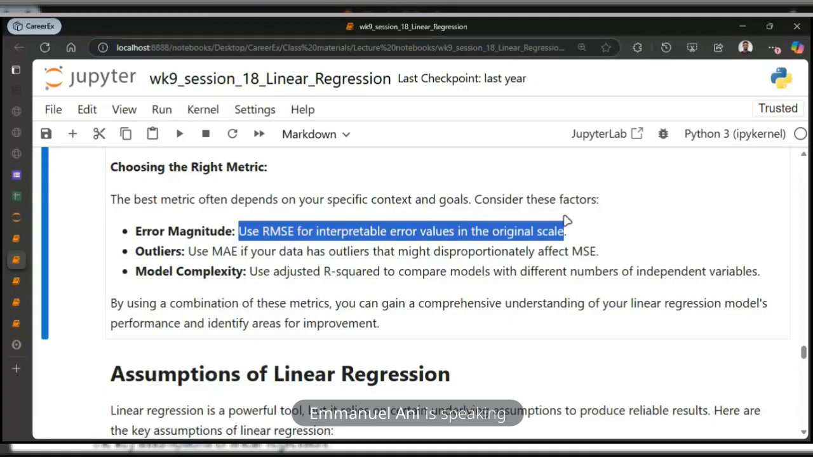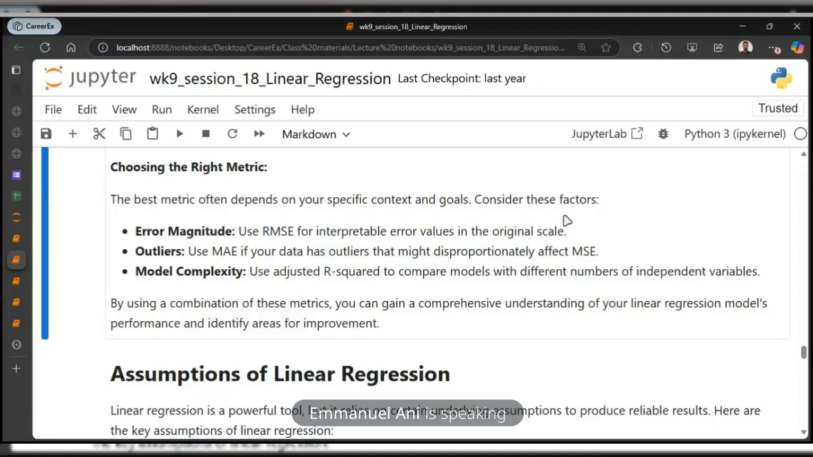If you want your error to make more sense to you, you should use RMSE, because if you use something like MSE, you're going to be getting large, high error values, which will be more difficult to explain, right? RMSE will actually keep your error within the confines of interpretability, so you can see your error and interpret whether it is very high or very low, right?